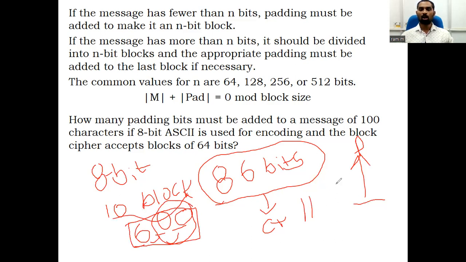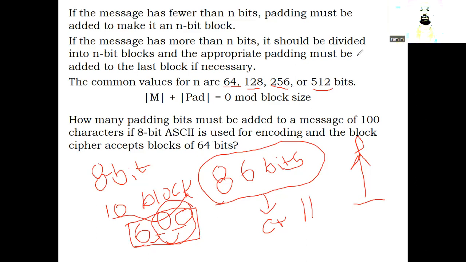Now I'll convert block by block. At the plain text side again, I will remove the padding and get the 86-bit data. This is what happens in block ciphers, and this concept is called padding. When the data is not a multiple of the n-bit block size, we use padding. Generally, the block size that we consider will be 64, 128, 256, or 512.